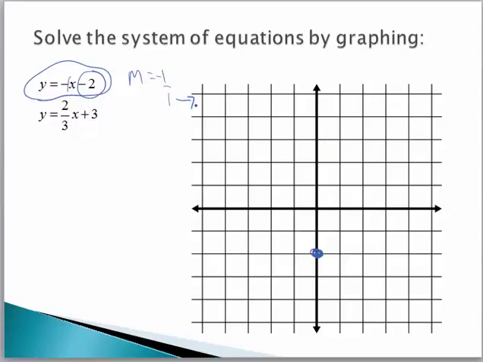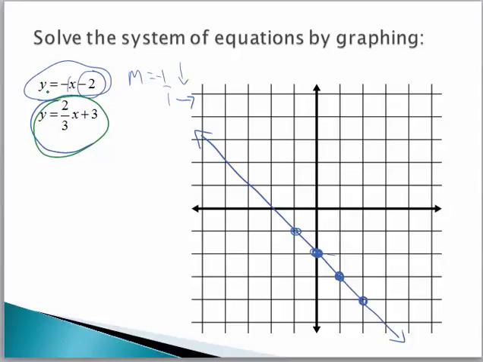That means I go to the right 1 and down 1, right? That's rise over run. So I assign the negative to the top, and I go to the right 1 and then down 1, and there's my next point. To the right 1, down 1. I can do that forever. And that's the slope of that line, -1, and that's the graph of the line. So now I do the same thing. I'll use green for this one, and I'll graph that line.